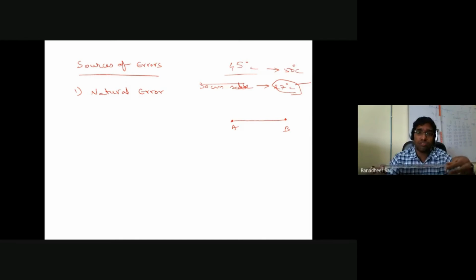So because of that, what would have happened to this particular scale? The length of the scale is no longer going to be 30 centimeters; rather, it is going to be higher than the 30 centimeter dimension. It totally depends on the thermal expansion coefficient of the material of which this particular scale is made.